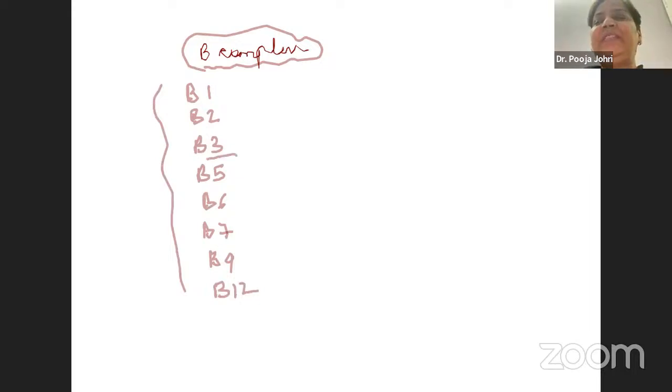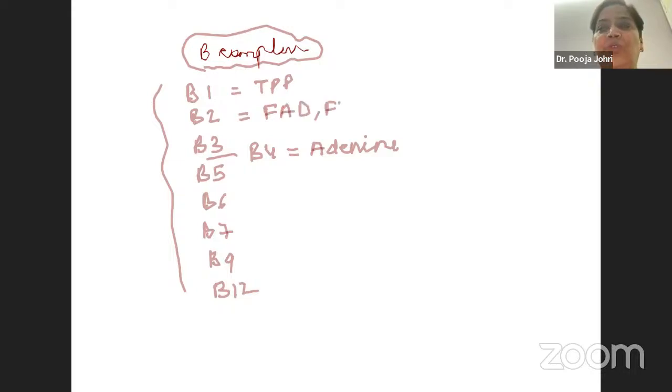Now B4 is basically nothing but adenine. You will find it very rare. It is given very rarely because the main types of B complex vitamins are B1, whose active form is TPP. Okay. B2, whose active form is FAD, flavin adenine dinucleotide or flavin mononucleotide. Right? If we talk about B3, we all know B3 is nothing but niacin. If we talk about B5, B5 is pantothenic acid.